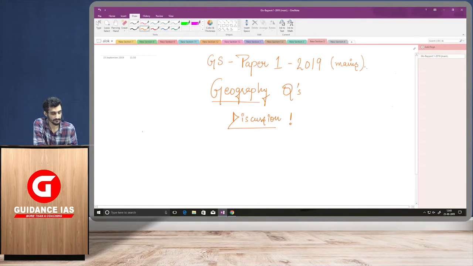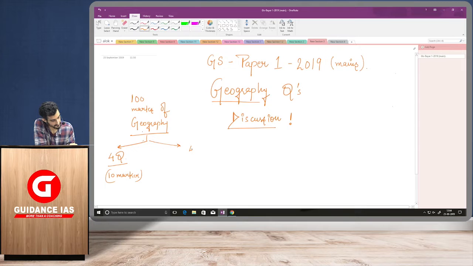Hello friends, so today we will be doing the discussion on geography questions which came in GS paper 1. We will specifically keep our discussion on geography questions in paper 1. This time, there were around 100 marks of geography which was asked, and out of it there were 4 questions which were 10 marker, and there were 4 questions which were 15 marker.